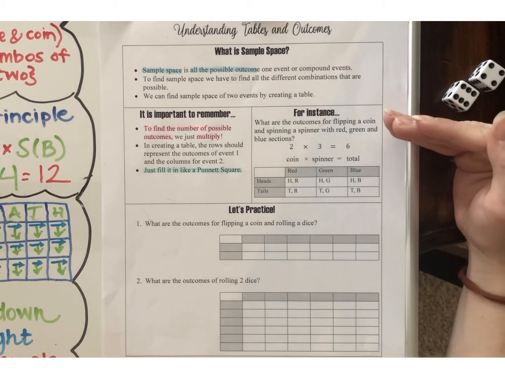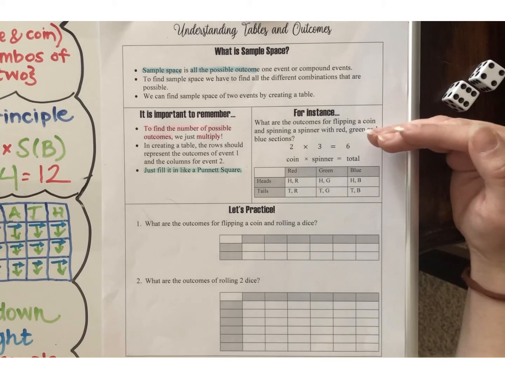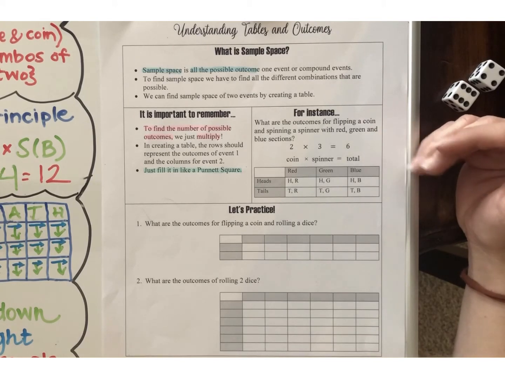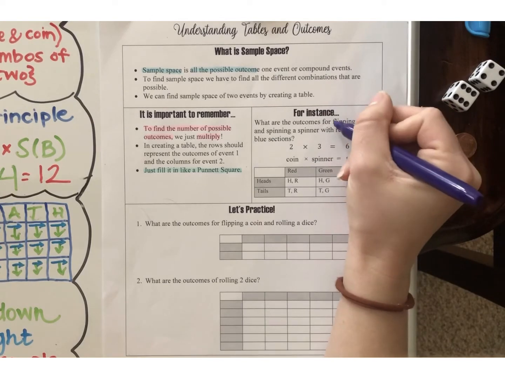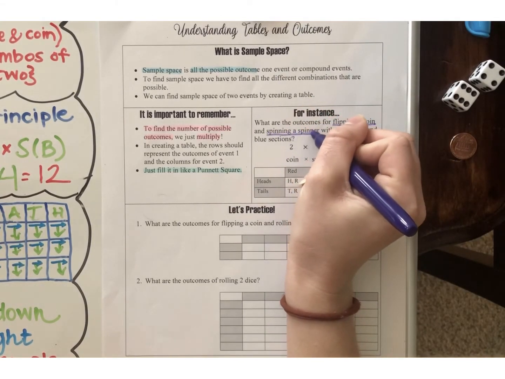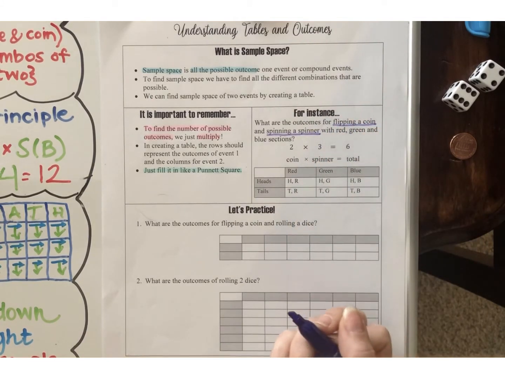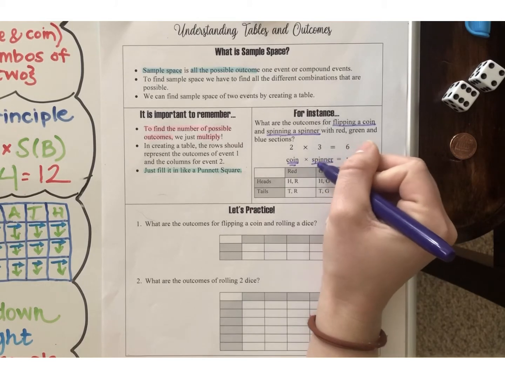So in this section, I have completely worked through the problem for you. The question reads, what are the outcomes for flipping a coin and spinning a spinner with red, green, and blue sections? All right. So we need to first identify the two things that are happening within our events. We are told we are flipping a coin and spinning a spinner. Okay? That is how we know that our two events are coin and spinner.